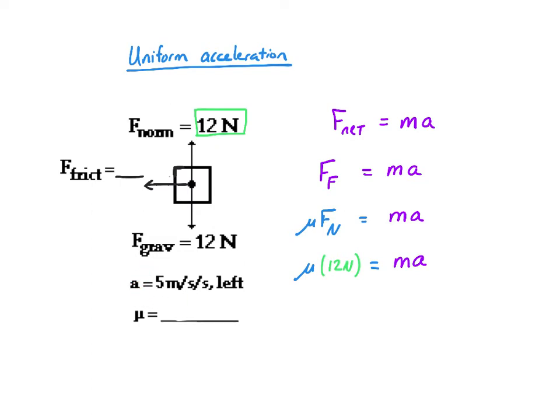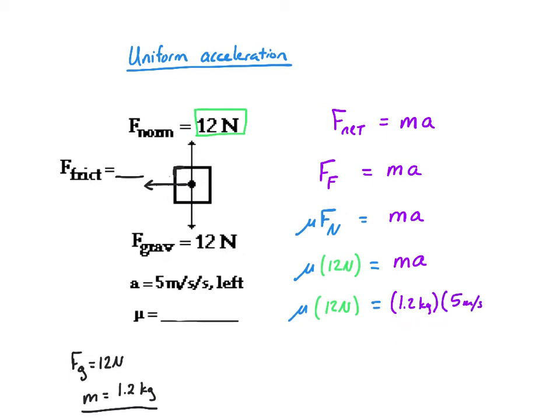So we can use a relationship that we know to help us find mass: the gravitational or weight force is equal to an object's mass times the acceleration of gravity. If we use 10 as the acceleration of gravity, we can then divide and I get a mass of 1.2 kilograms. I can then plug that into the mass over on the net force equation. So I'll rewrite that here. We're again solving for the coefficient of friction, or mu, times the 12 newton normal force is equal to 1.2 kilograms times 5 meters per second squared. Now I have all the information I need in order to solve for the coefficient of friction.